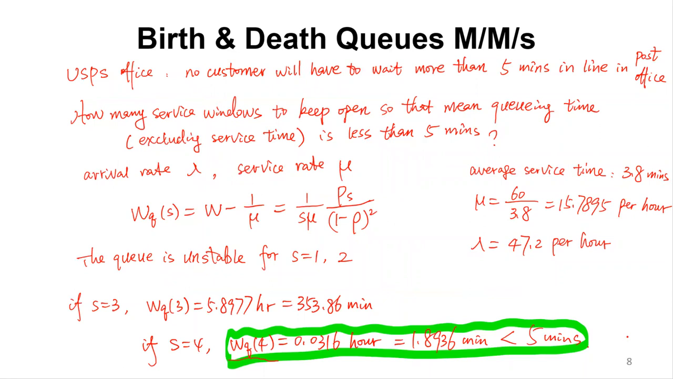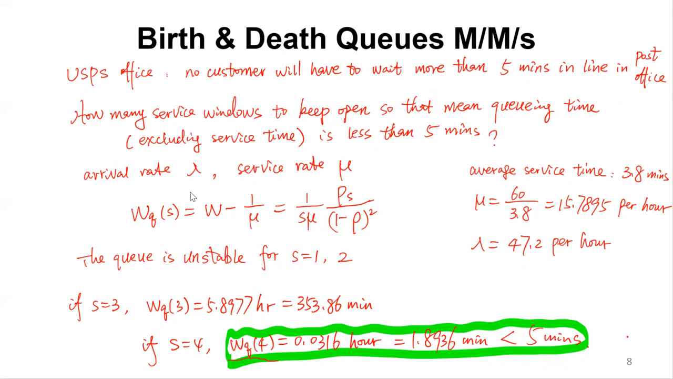Now, based on the results, let's have a look at an example. Suppose the USPS office wants to realize the goal that no customer will have to wait more than 5 minutes in line in the post office. The question is, how many service windows should be kept open so that the mean queuing time, excluding the service time, is less than 5 minutes?